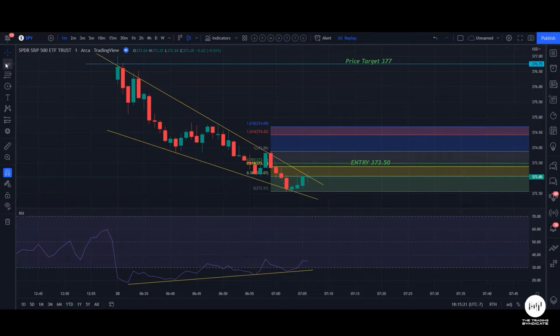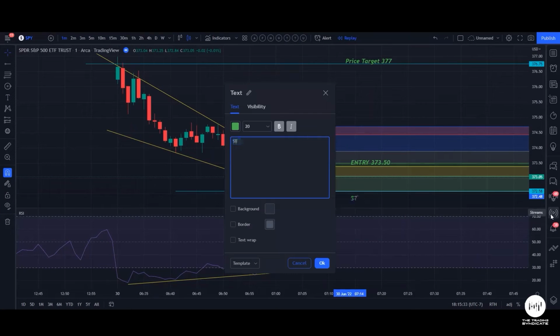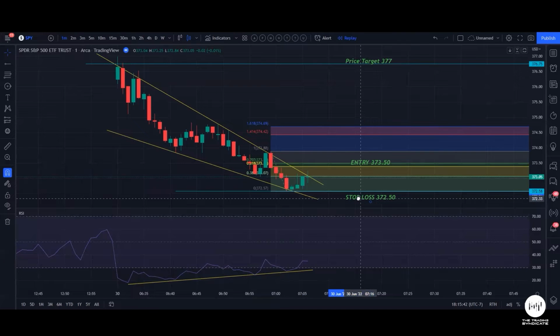And typically, where I'll set a stop loss for this pattern is at the low of where the pattern is. So I'll mark that down here. That's going to be around 372.5. Give it a little bit of a buffer. So then stop loss will be 372.50, and that will be my stop loss for this specific position.